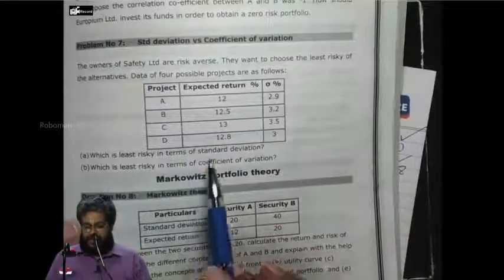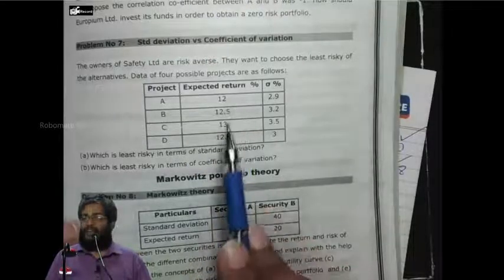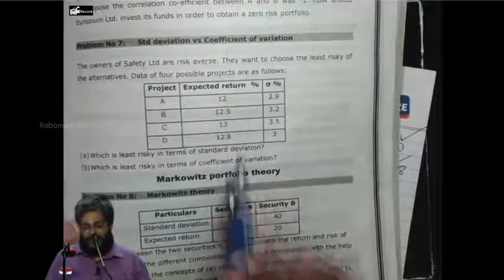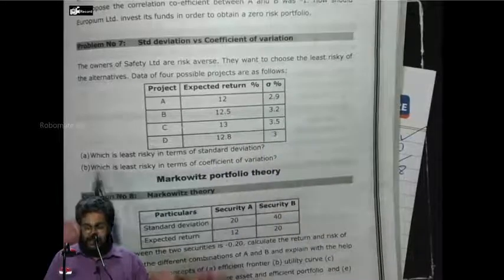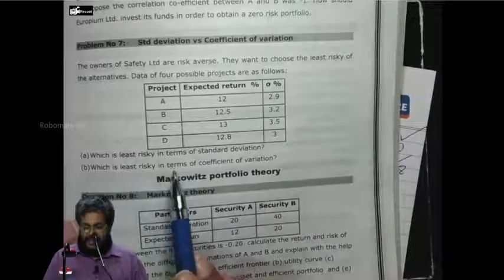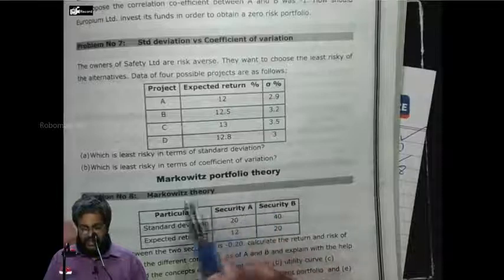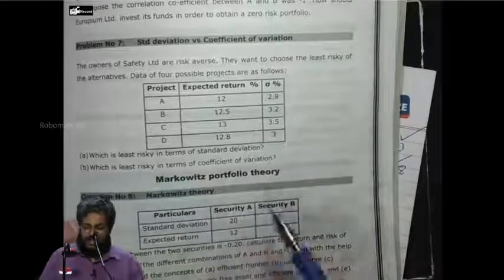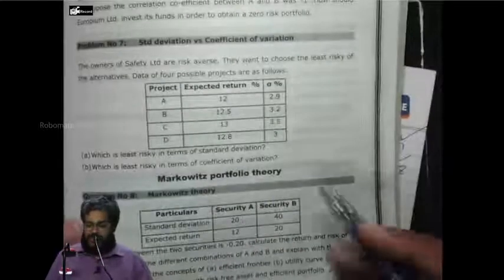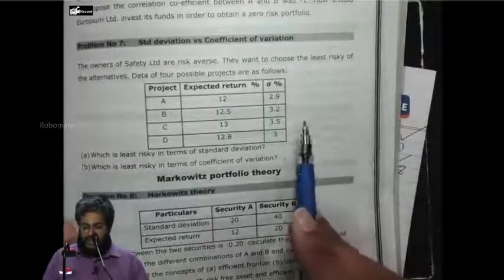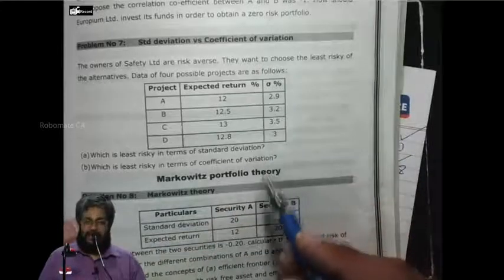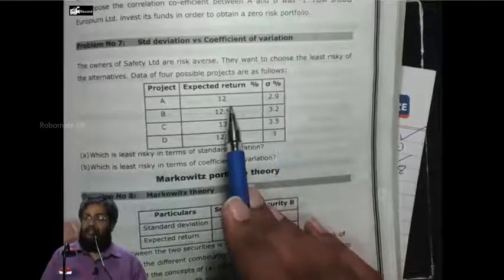A, B, C, D, expected return, which we call as what? Mean, average, and then standard deviation. Which is least risky in terms of standard deviation, which is least risky in terms of coefficient of variation. First question very simple. Which is having the lowest standard deviation? So A is having the least in terms of what? Standard deviation. Coefficient of variation is what by what? Standard deviation divided by mean.